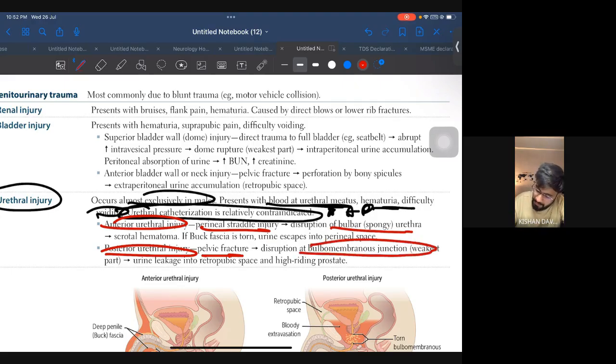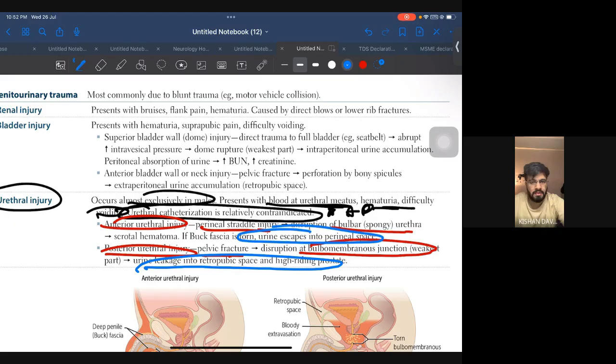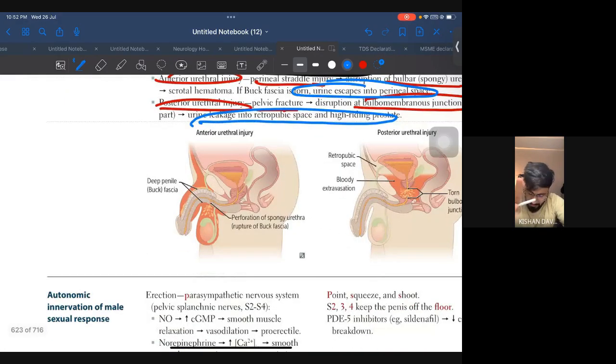Okay, what will happen over here? Urine leaks into the retropubic space and high-riding pouch space, and here urine escapes into the perineal space. So you need to know where the urine is escaping, the location, and the case. If it is straddle injury then anterior, if it is pelvic fracture trauma, it is posterior. Urethral injury is important.